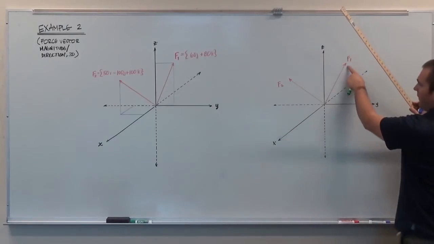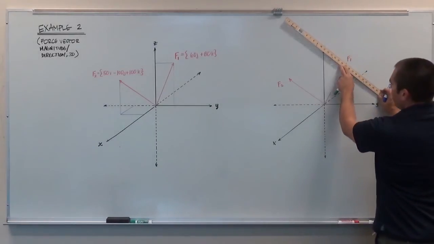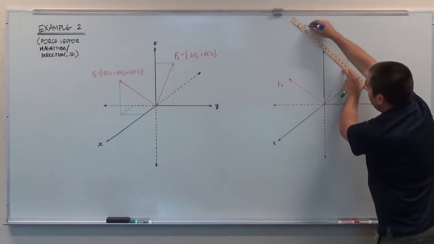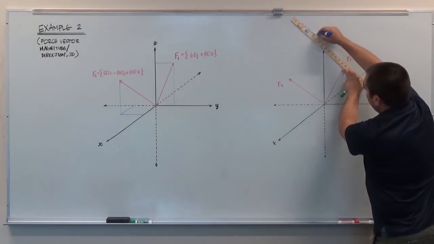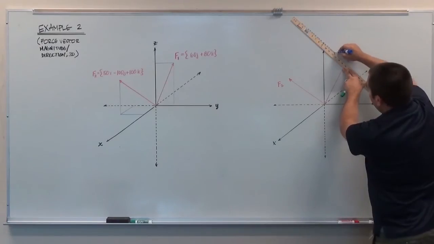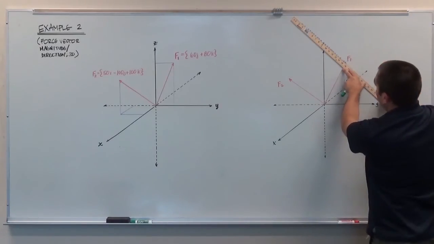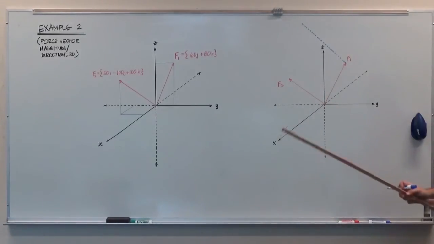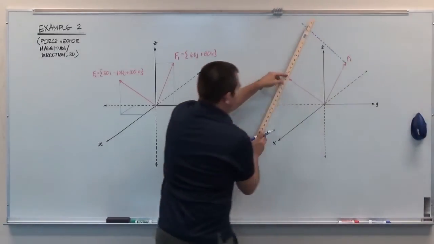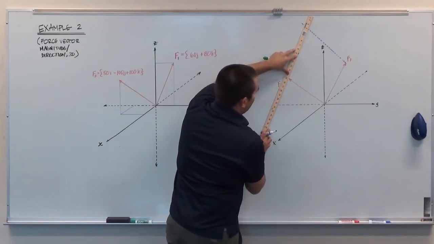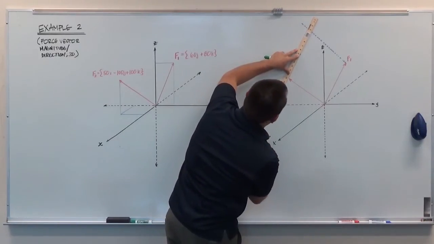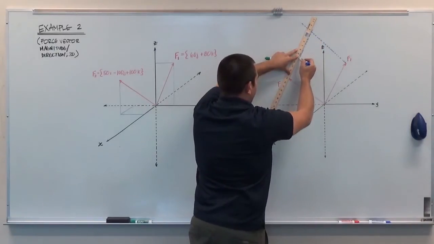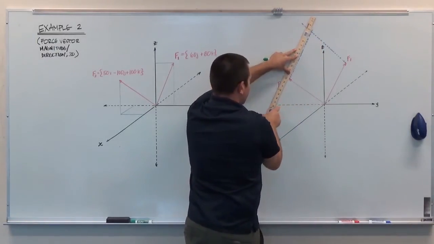So I'm going to go from the end of the F1 vector. I'm going to draw a line that's parallel to this F2 vector. And so there's the line parallel to the F2 vector, at least as close as I can get it. And then from the end of the F2 vector, I will draw a line parallel to the F1 vector. And that's, again, as close as I can do it here without looking really goofy.